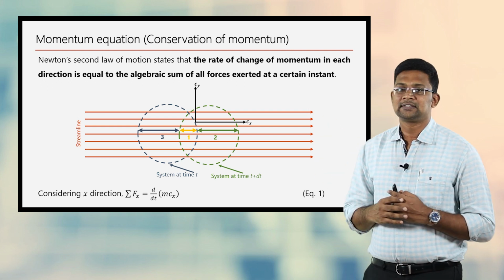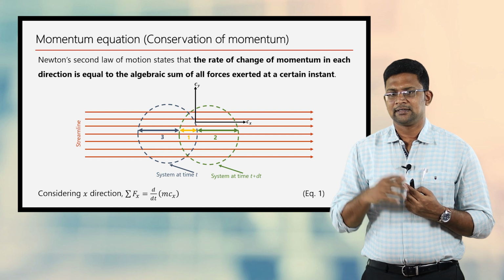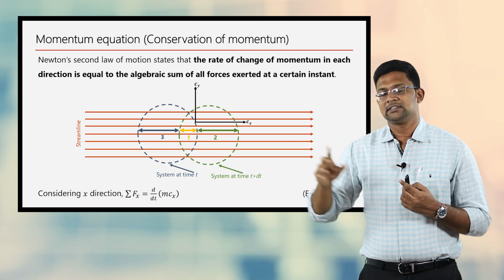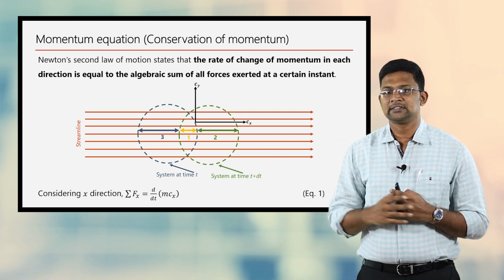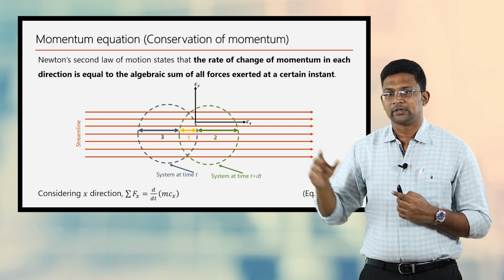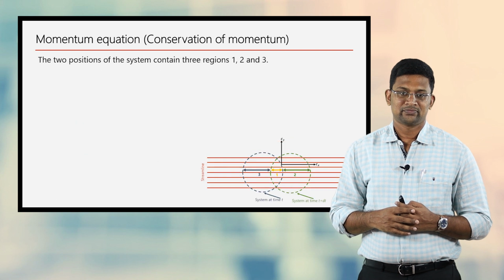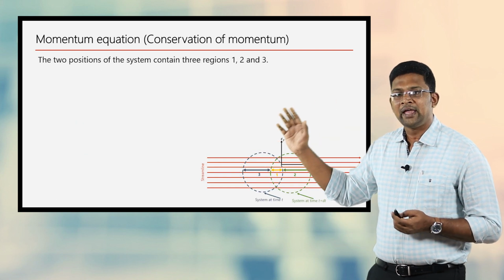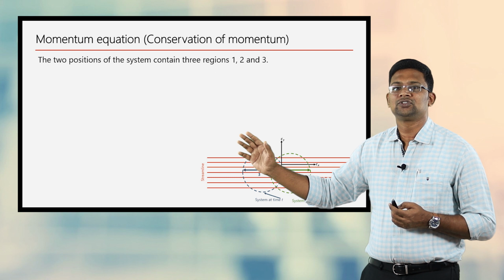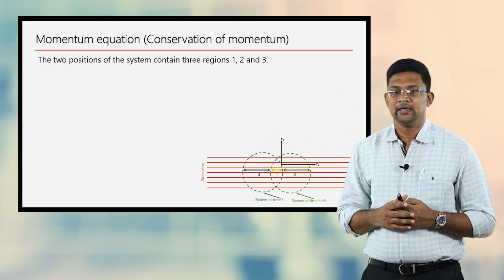What is this mCx? Mass into Cx, the velocity in x direction. So mass into velocity is nothing but the momentum. So rate of change of momentum is equal to the sum of forces in x direction. Okay, now the following steps are exactly similar to what we have seen in the continuity equation.